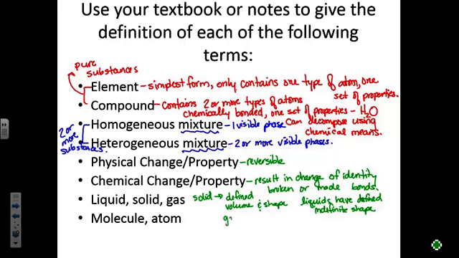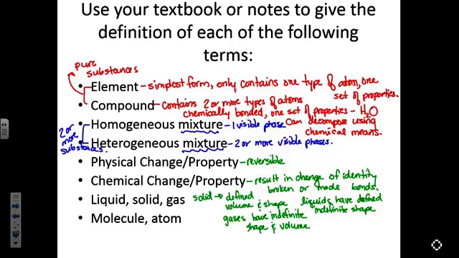Gases have indefinite shape and volume. So they take the shape of their container, and that's the indefinite shape part, and they're compressible, which is where the indefinite volume comes into play.